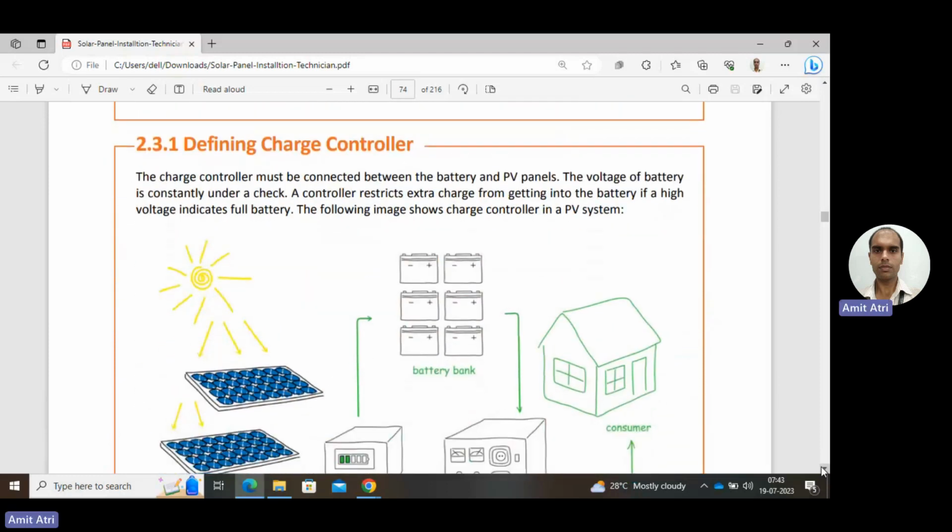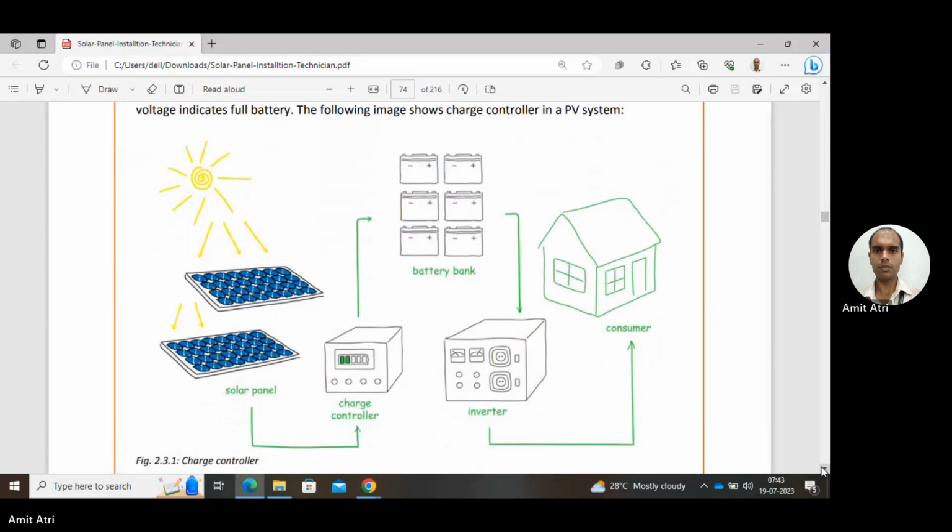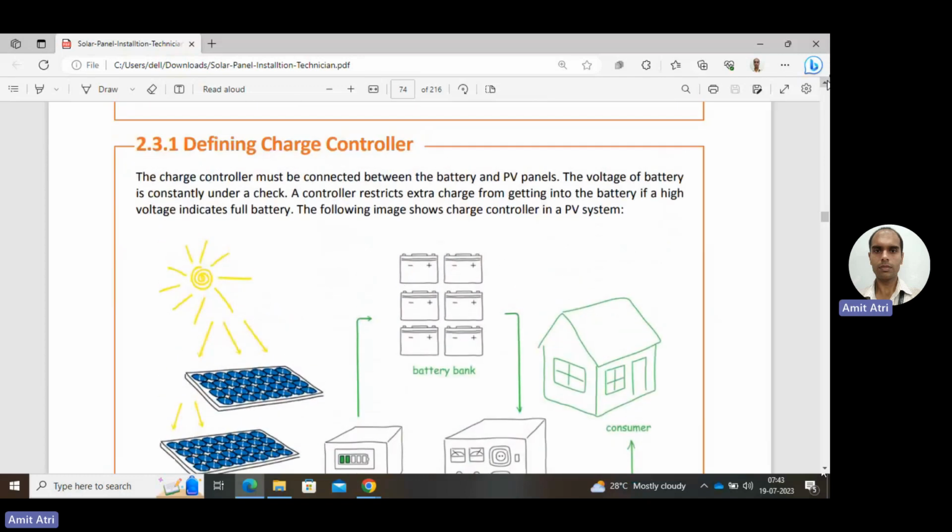Now, defining a charge controller. So, how to define it? The charge controller must be connected between the battery and the PV panels. So here in the diagram, the solar photovoltaic panels are generating the electricity, and from there the electricity flows through the charge controller to the battery bank, then to the inverter, then to the consumer. So this is the place for the charge controller, where to connect it.